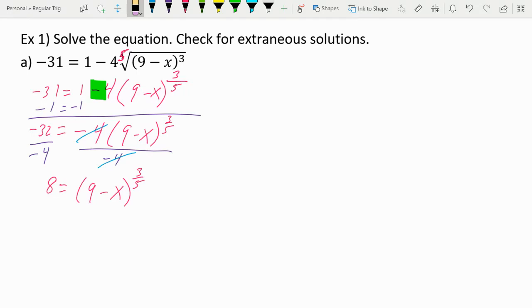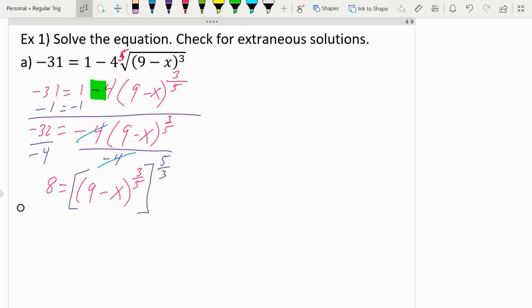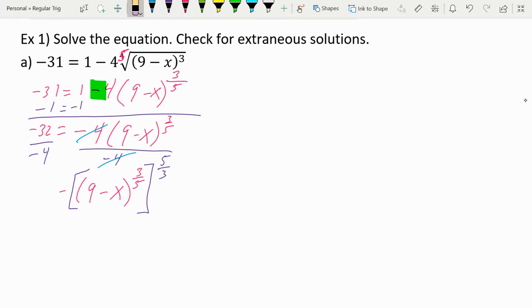Now, how do I get rid of that exponent, that 3/5? Well, remember what we talked about before. We want the exponent to be a 1. So what I'm going to do is raise both sides to the reciprocal. So 3/5, the reciprocal is 5/3. I have to do that to both sides. So I have 8, and I'm going to raise both sides to the 5/3 power.